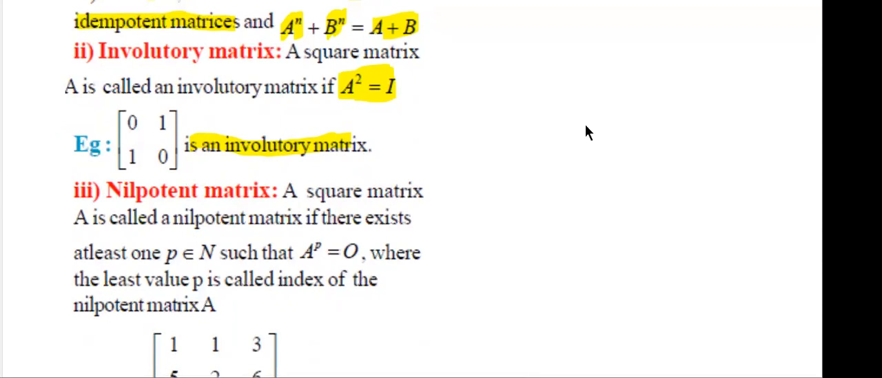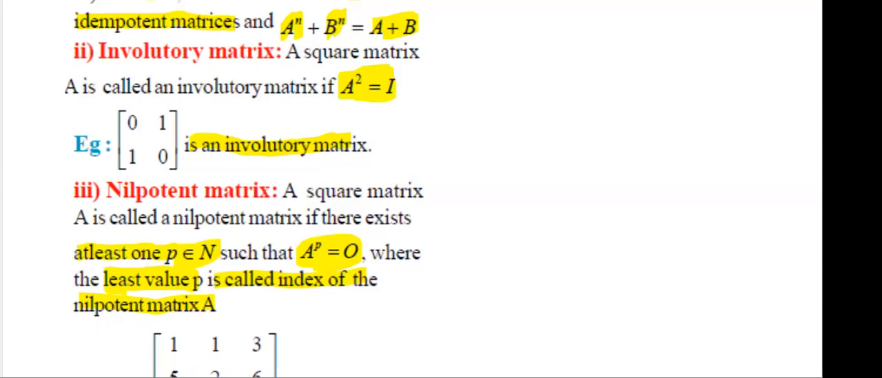Next, nilpotent matrix. A square matrix A is called a nilpotent matrix if there exists at least one P belonging to N such that A power P is equal to 0, where P is the least value. The least value P is called the index of the nilpotent matrix A. A power P is equal to 0, P is called the index of the nilpotent matrix, where P is the least value.